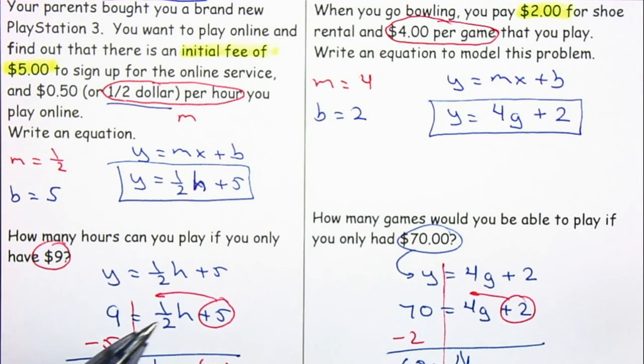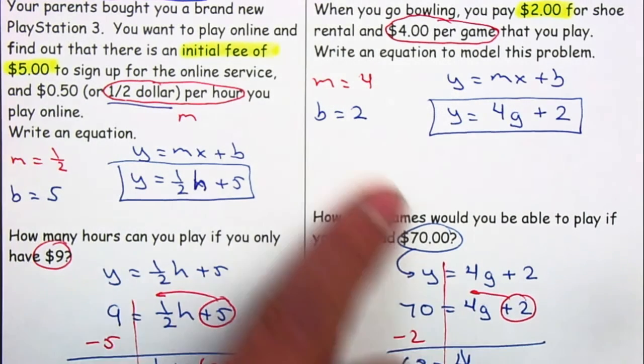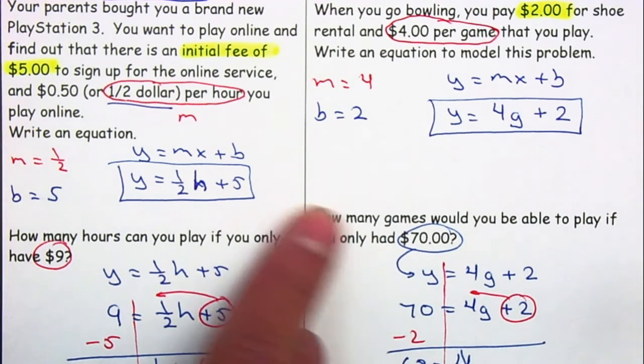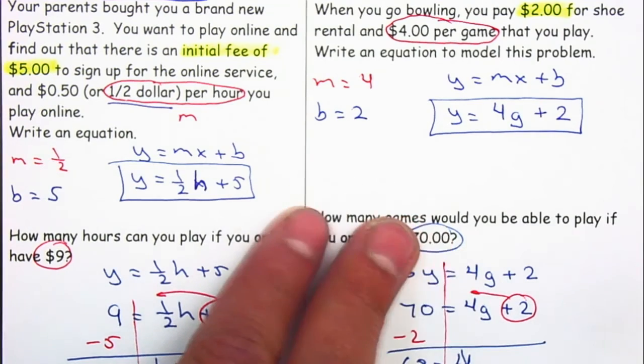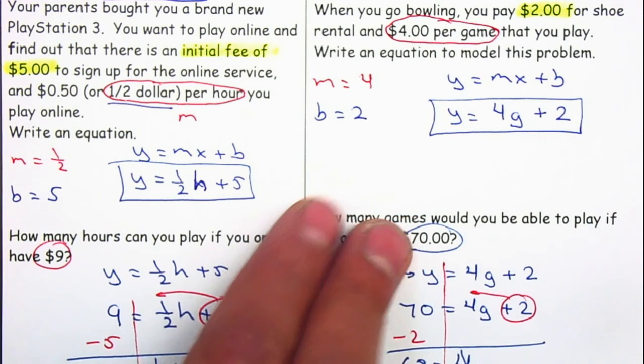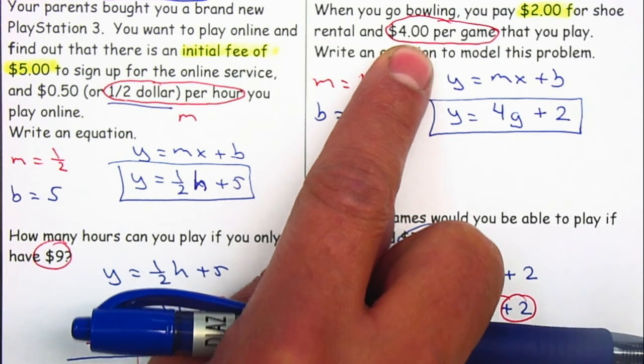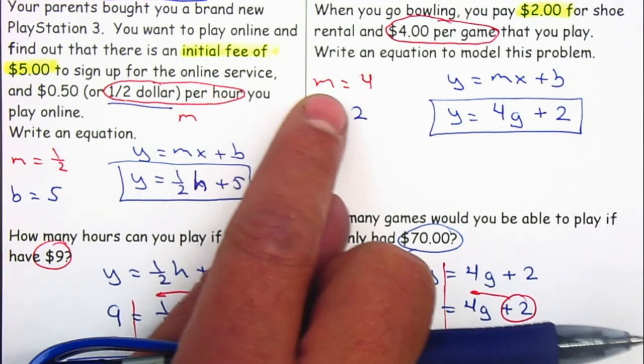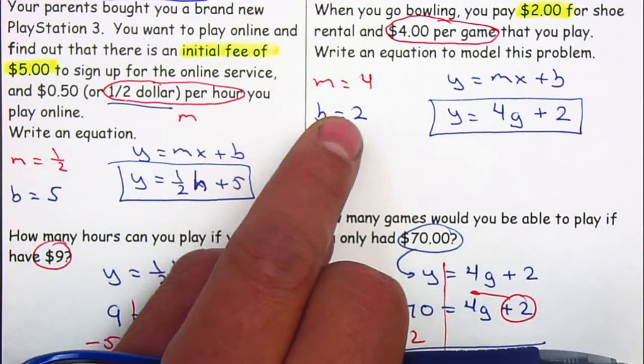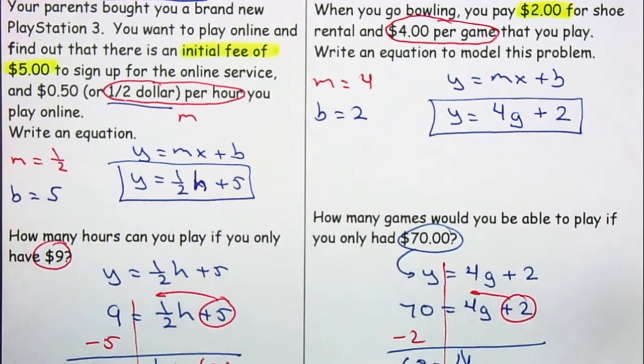I know that word problems might be a little overwhelming for you, but remember to look for 2 key components. How much are you paying over and over again? That'll be your slope. The item that you pay only once will be your y-intercept. So that will conclude the lesson for today.